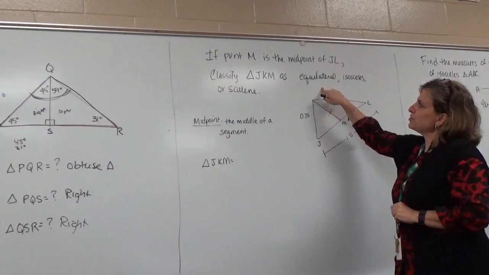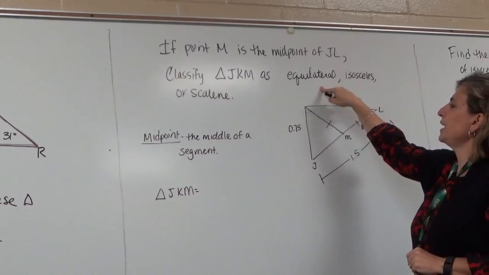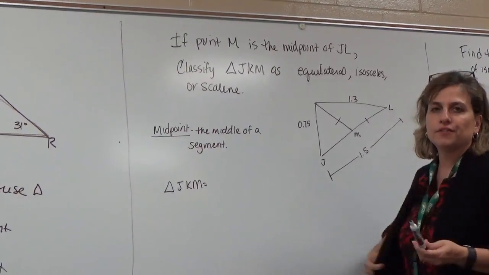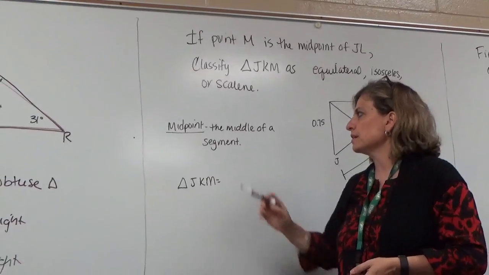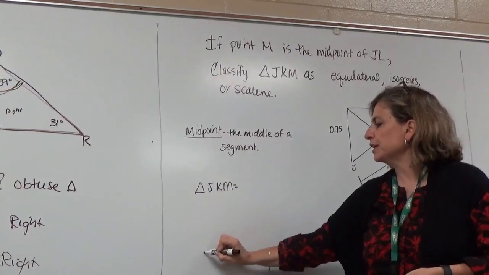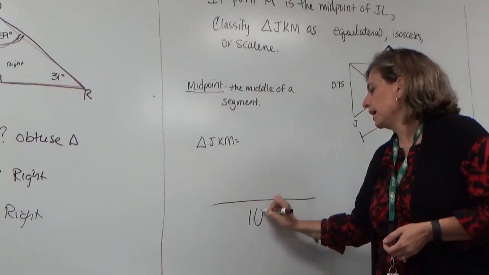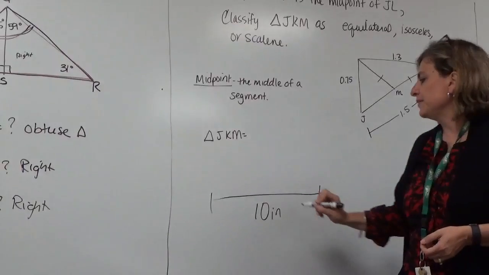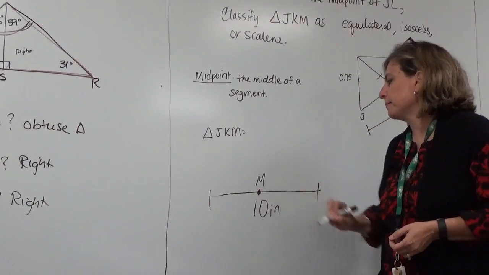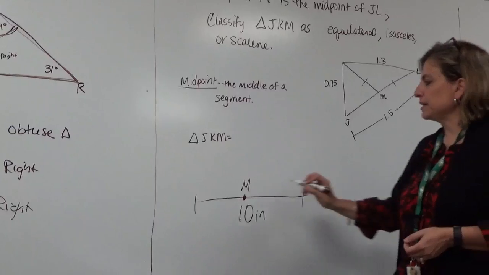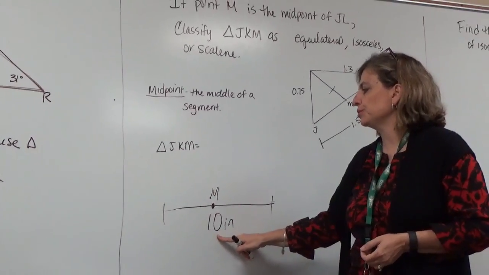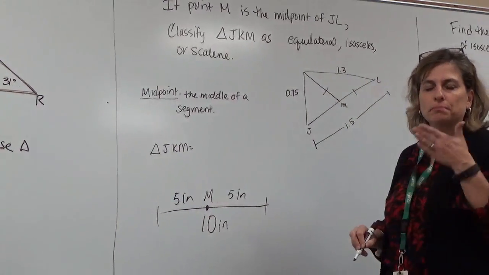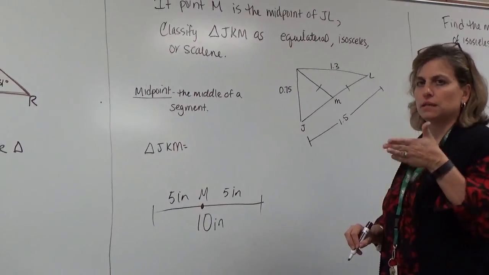Okay, here's my next question. If point M is the midpoint of JL, classify triangle JKM as equilateral, isosceles, or scalene. The first thing you need to understand is what a midpoint is. The middle of a segment. So if you're given a segment is 10 inches, and they tell you that the midpoint is M, what that tells you is that you have to divide this number into 2, and you will get that that's 5 and that's 5. So a midpoint means it's right in the middle.